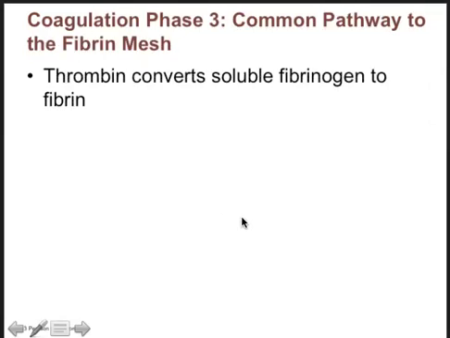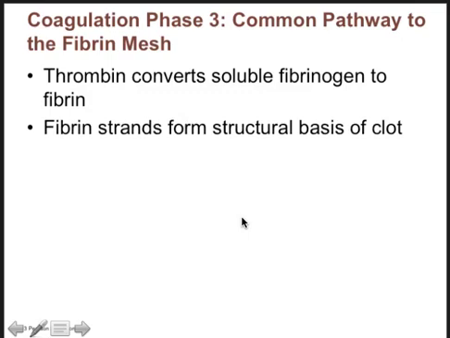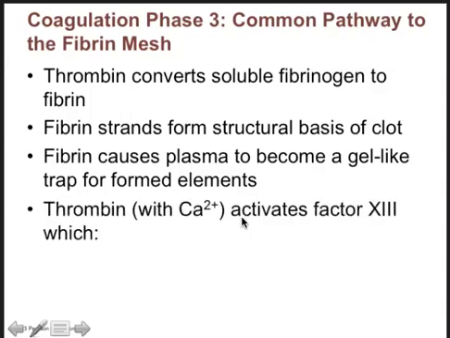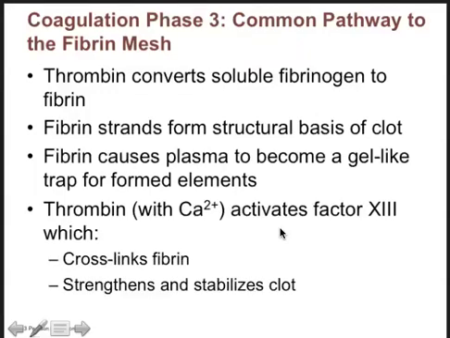Okay, so now we get to the common pathway. Thrombin converts fibrinogen into fibrin, whose strands form the basis of a clot by trapping passing platelets and passing erythrocytes. It also causes the plasma to become a gel-like trap, and this further ensnares the formed elements. The thrombin, along with calcium, activates factor 13, which cross-links the fibrin and strengthens and stabilizes the clot.